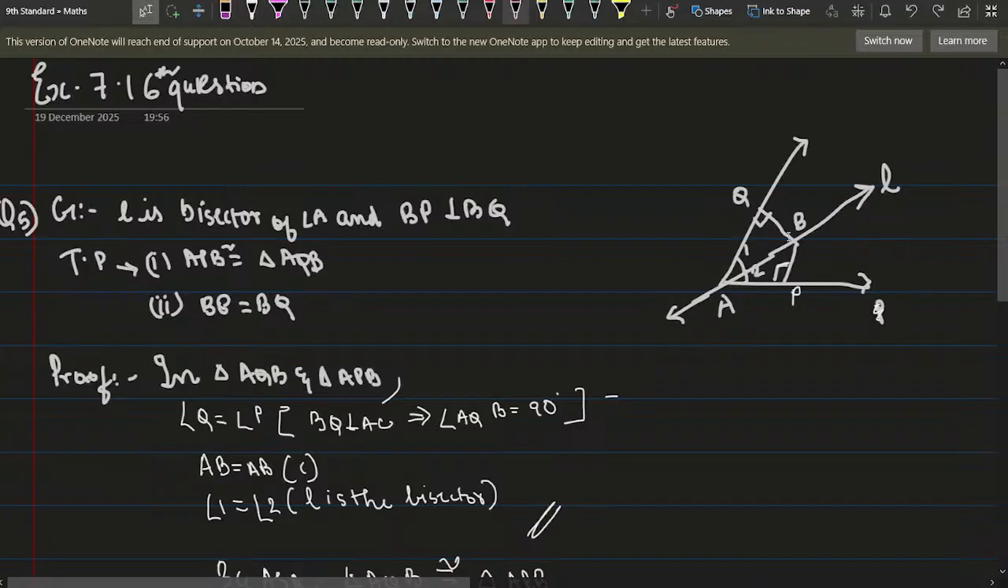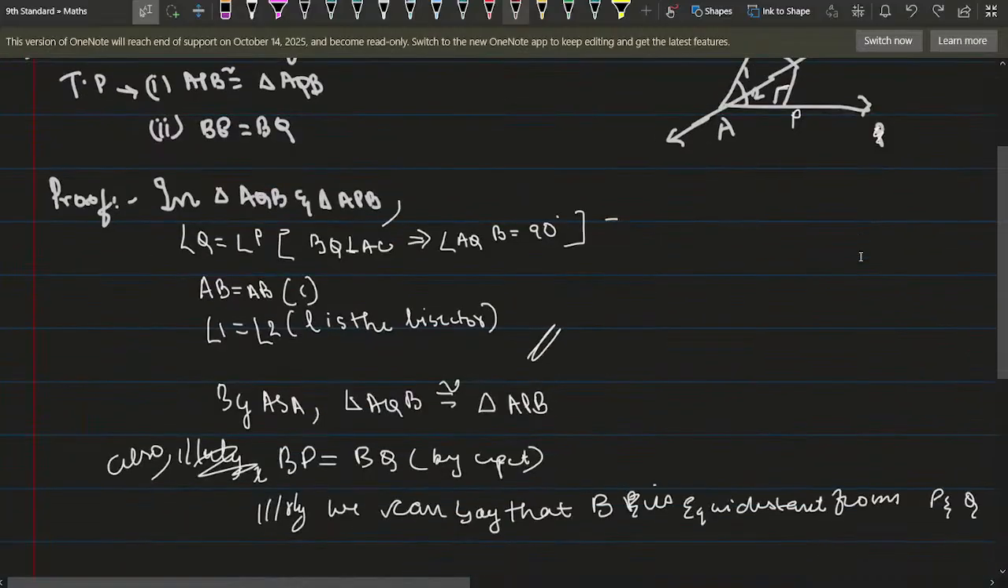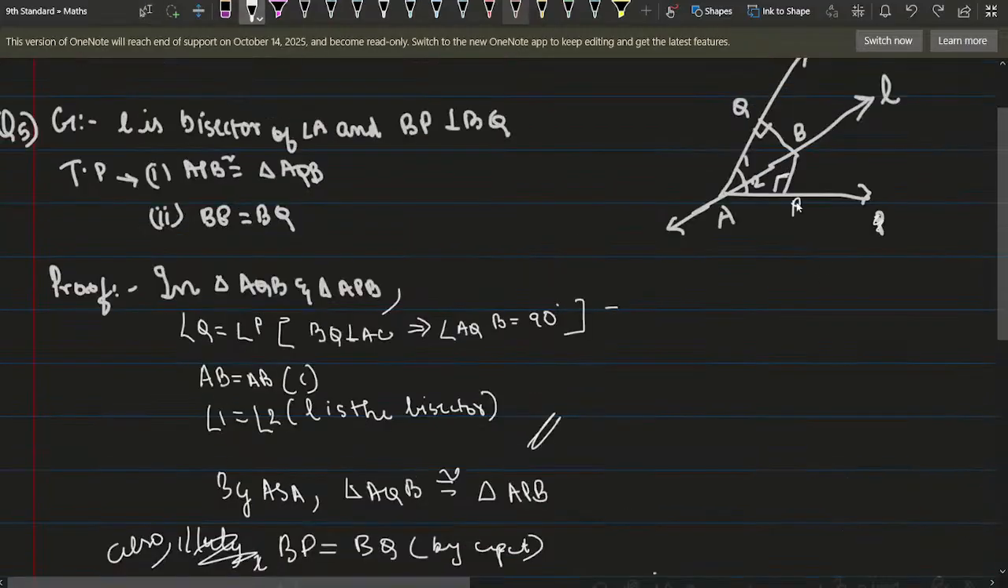How we got the second angle is because L is the bisector of angle A.